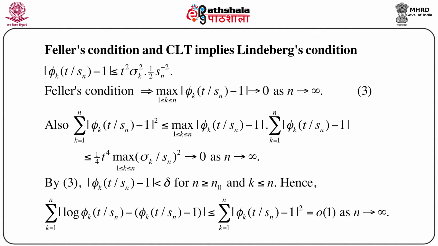summation k equals to 1 to n modulus of log of phi k t by Sn minus phi k t by Sn minus 1 less than equals to summation k equals to 1 to n modulus of phi k t by Sn minus 1 square, which is equals to small o of 1. Just now we have shown this by Feller's condition, this goes to 0 as n tends to infinity.